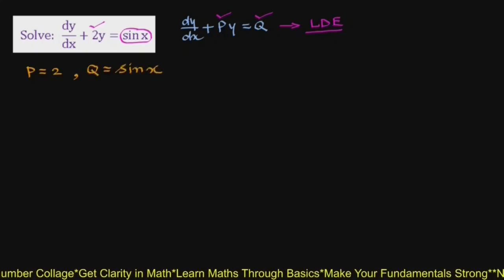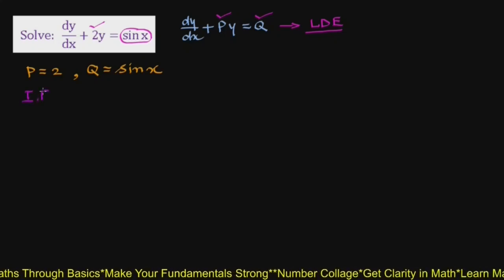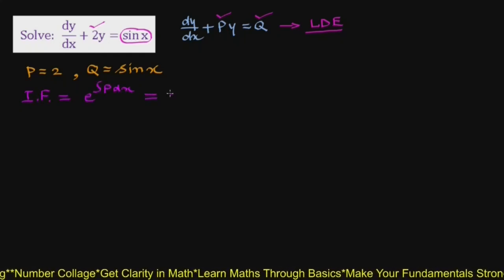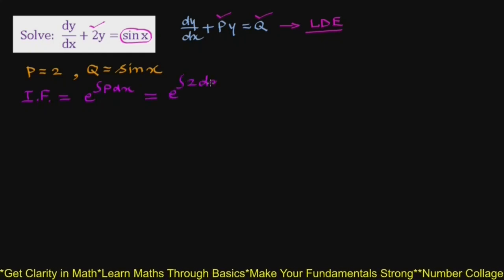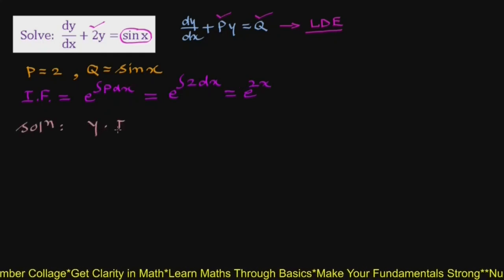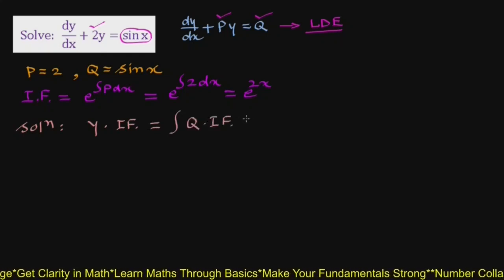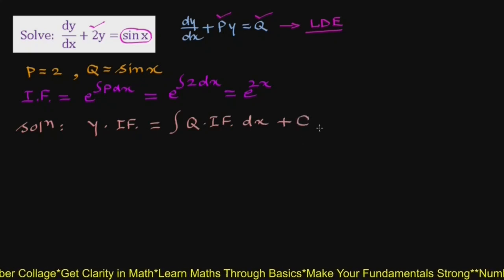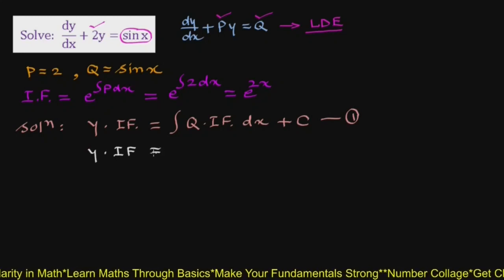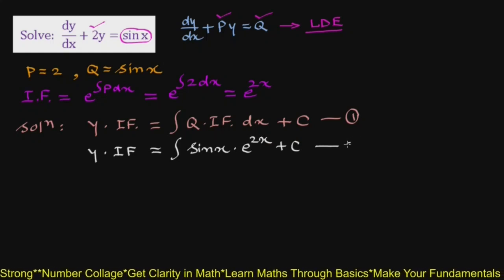We have seen that in order to find the solution of a linear differential equation, we need the integrating factor, which is e raised to integral p dx. In this case, it is e raised to integral 2 dx, which is e raised to 2x, and the solution is y into integrating factor is equal to integral q into integrating factor dx plus constant of integration c. We name this 1. So y into IF equals integral sin x into e raised to 2x plus c. We name this equation 2.